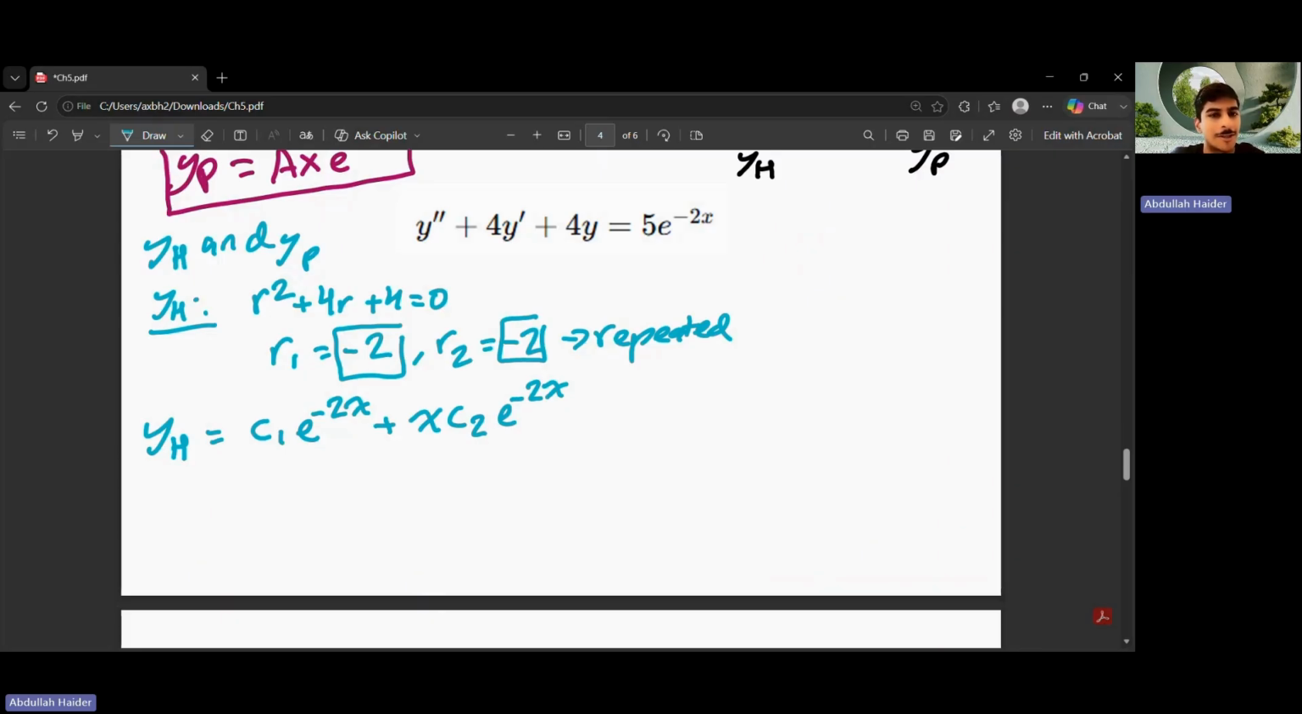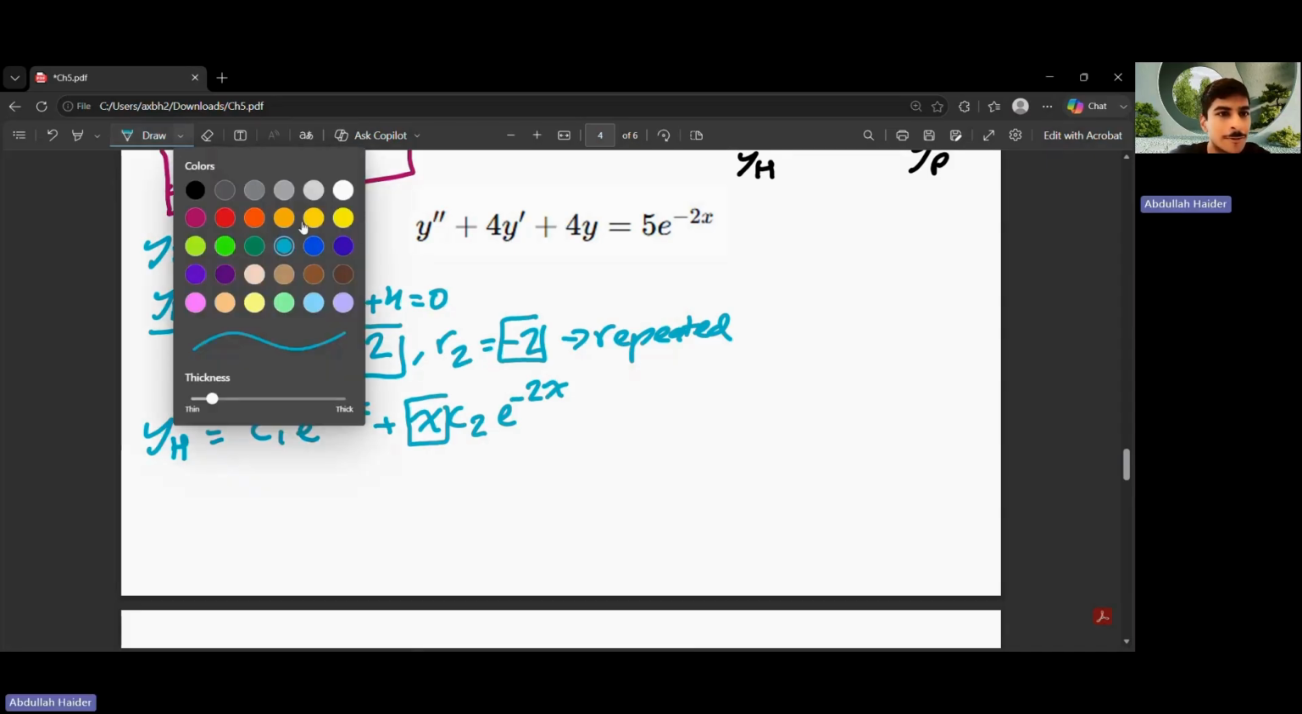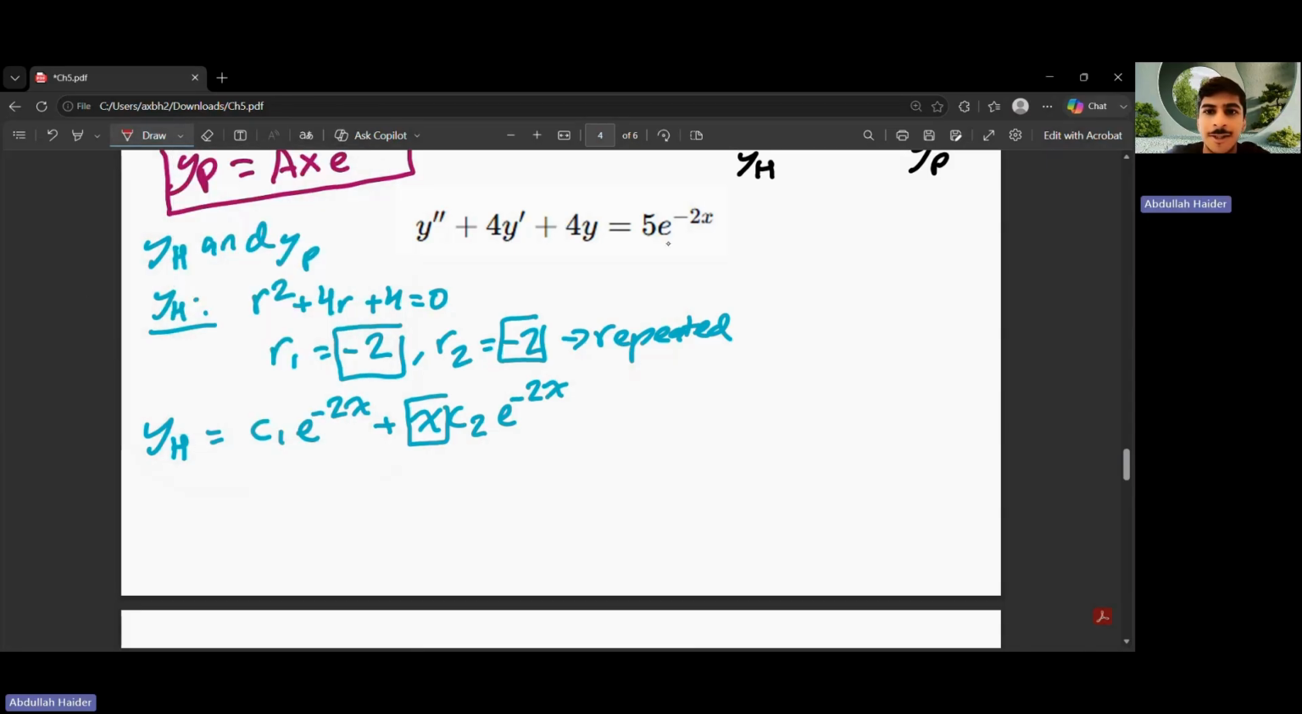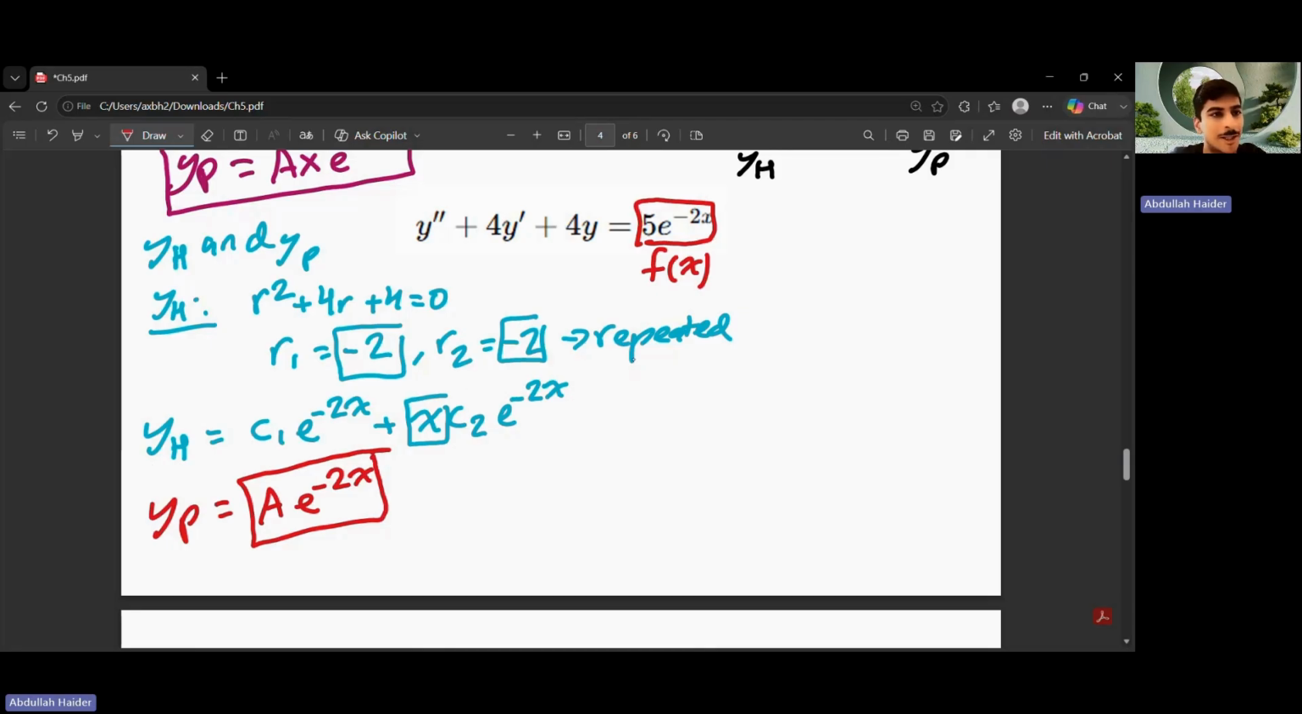So forget what I said. Just remember that if you have repeated roots, the second one will always be multiplied by x. This is our yh. Now, over to yp. This is your f of x. And for yp, let's consider 5 to be a, and the rest is the same. a e power negative 2x. So now you need to check if f of x appears in yh or not, and how many times.